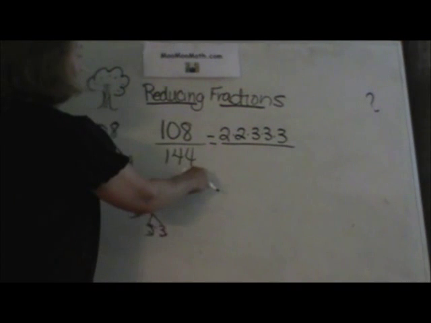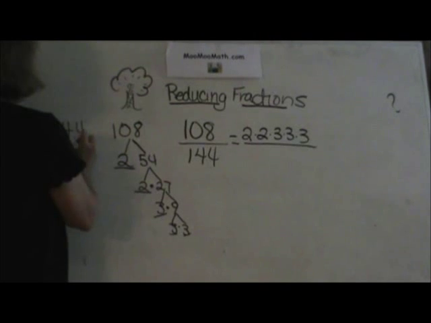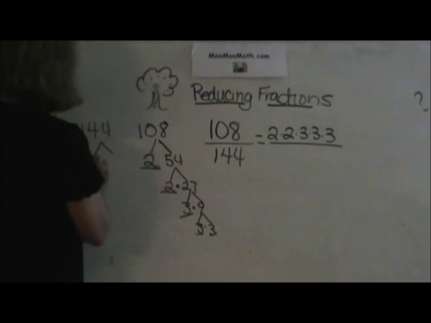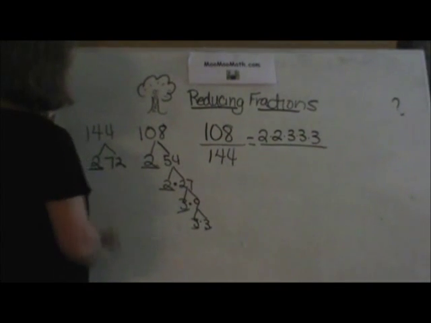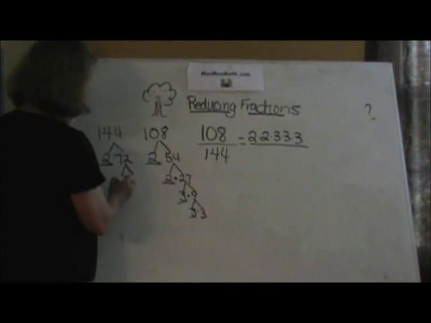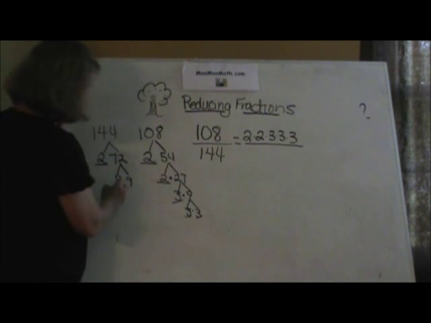Okay, let's go back and look at 144. I'm going to make a factor tree for 144. Same method. I look, 144 is even, so let's divide it by 2. 2 times 72. 2 is prime. I stop that part of the leg. I take 72, and I know that's 8 times 9. Both of those are composites, so I have to draw branches off of those.